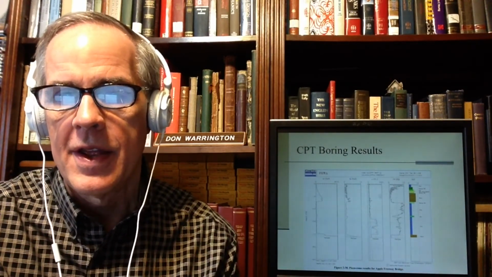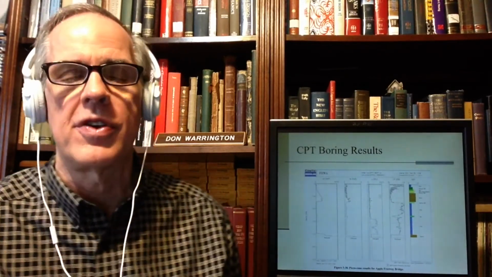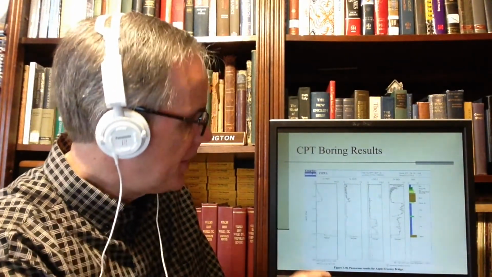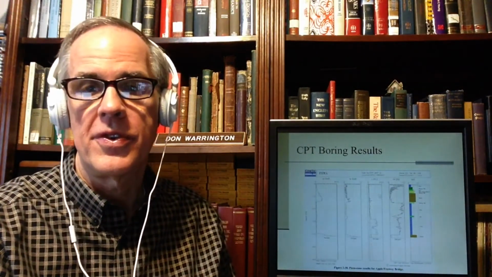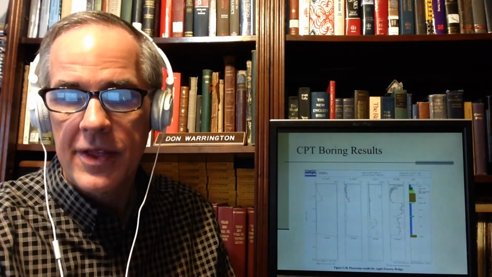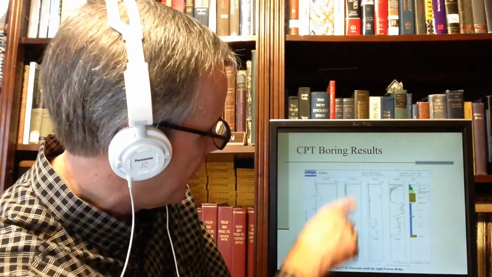CPT boring results are kind of different in that you continuously push the cone down and you get basically 3 different results. Usually the instrumentation on the cone processes a lot of stuff like dividing the areas and that sort of thing. First thing over here is the tip resistance, the unit tip resistance in TSF or kPa or MPa or whatever. The second thing is the sleeve friction.